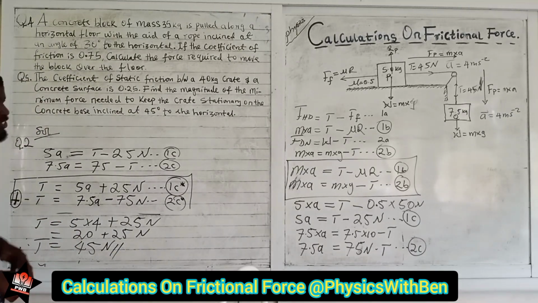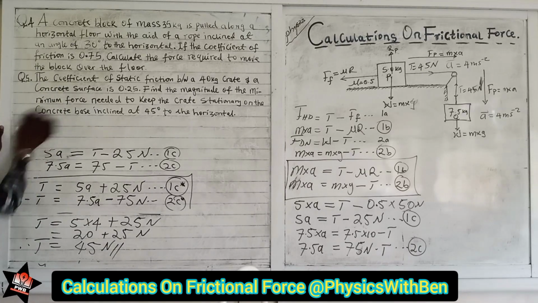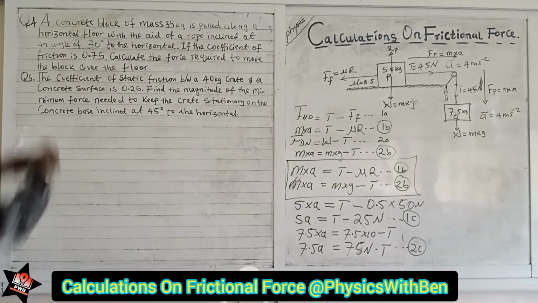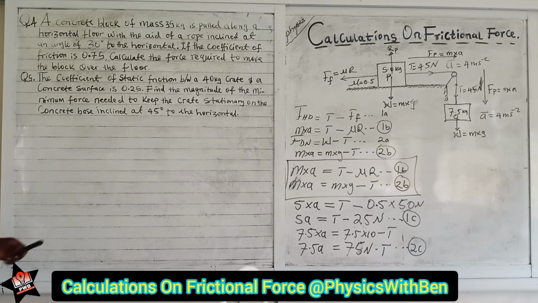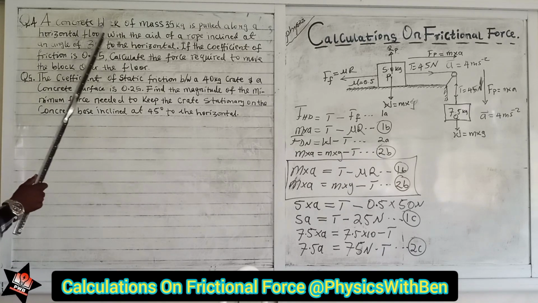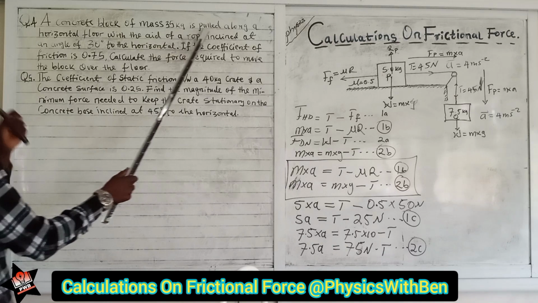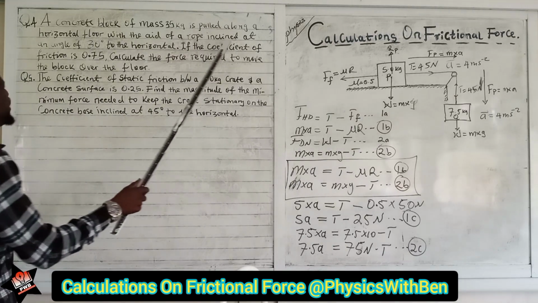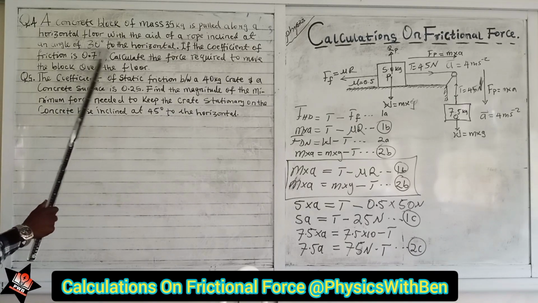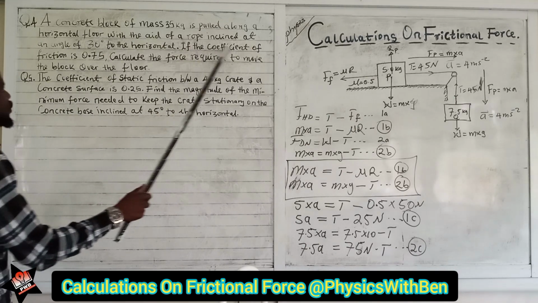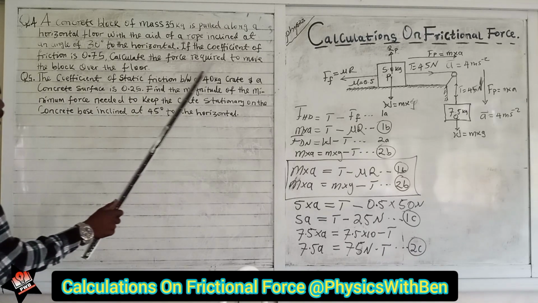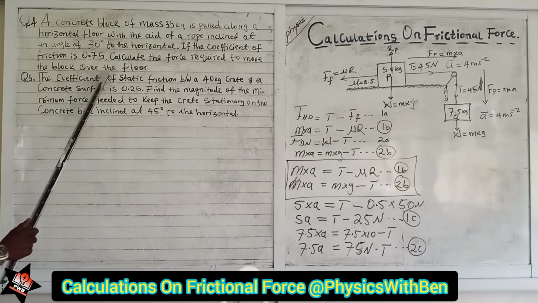You may want to screenshot. So let's solve question number 4. Question number 4 reads: a concrete block of mass 35 kg is pulled along a horizontal floor with the aid of a rope inclined at an angle of 30 degrees to the horizontal. If the coefficient of friction is 0.75, calculate the force required to move the block over the floor.